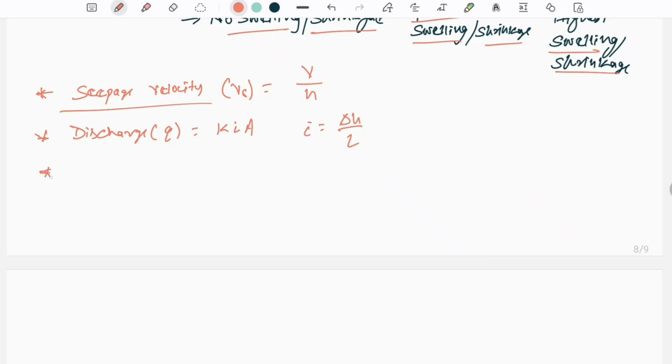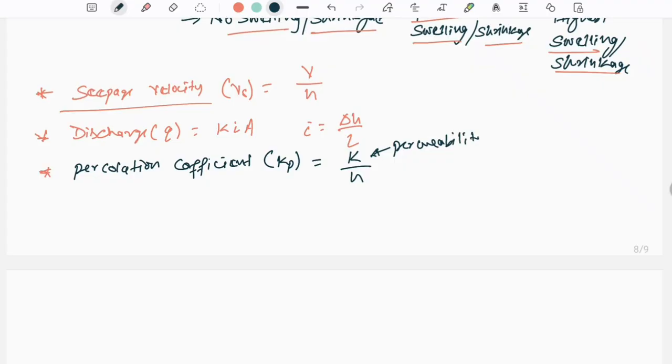There is one term, that is percolation coefficient, Kp. Kp is equal to K upon N. K is the coefficient of permeability, and N is the porosity. So K upon N, this ratio is called as percolation coefficient.